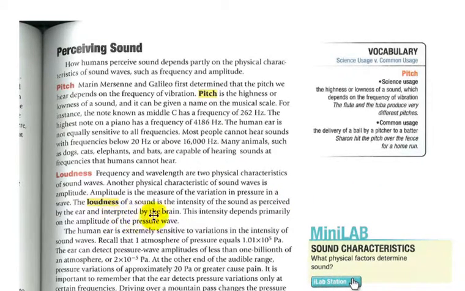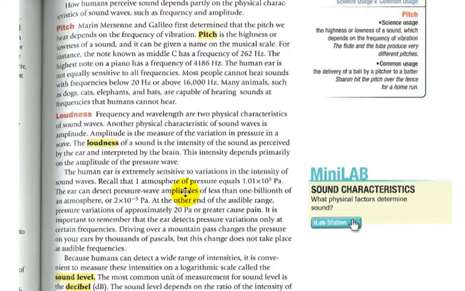By the ear and interpreted by the brain, the intensity depends on the amplitude of the pressure wave. The human ear is extremely sensitive to variations in the intensity of sound waves. Recall that 1 atmosphere of pressure is that many pascals. We didn't take that, but for interest, there it is. So we have various different pressures here, and that is, in turn, the loudness.